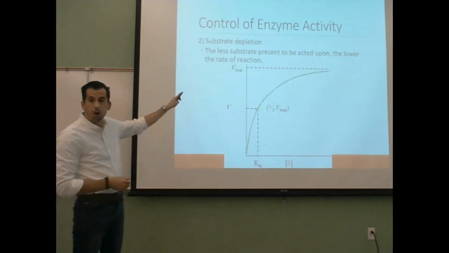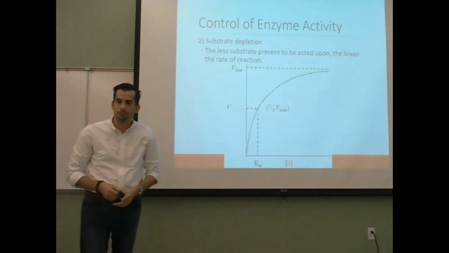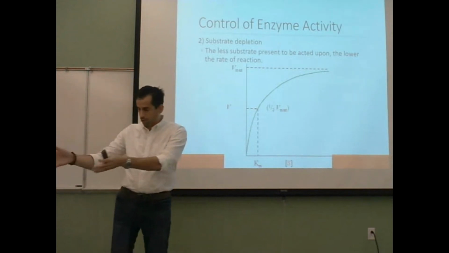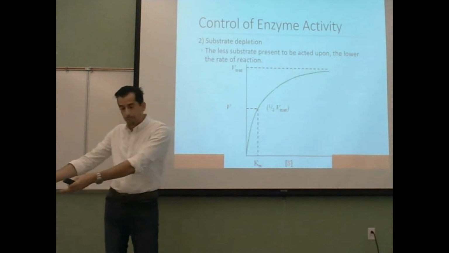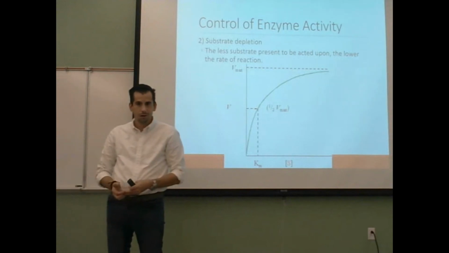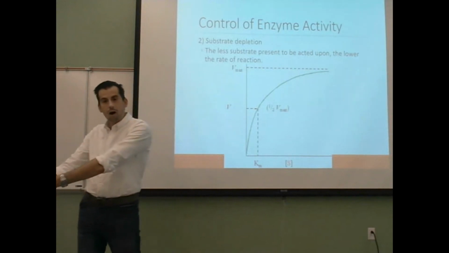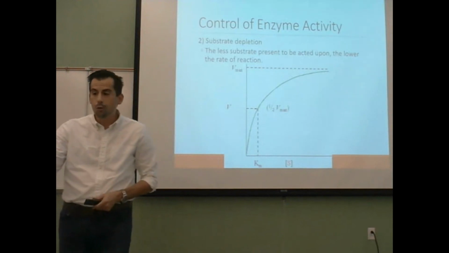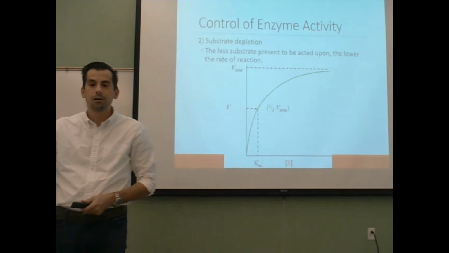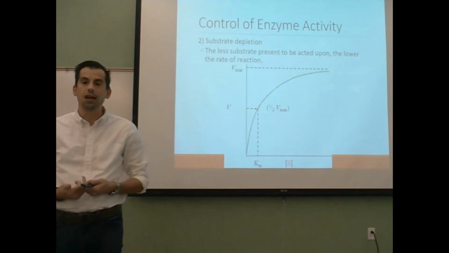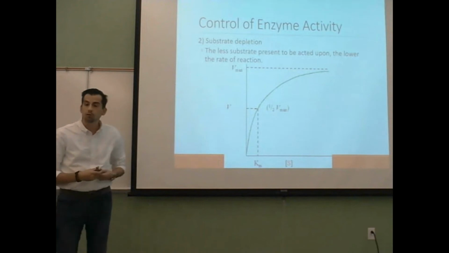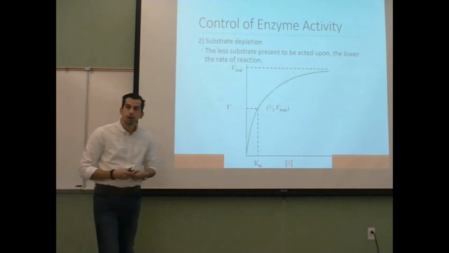A substrate, as you'll see in a moment, is what the enzyme acts on. In my analogy earlier of factory workers with spare parts, the spare parts are the substrate. The enzyme workers act on the substrate spare parts. The fewer spare parts we have, the less work is going to get done. And that's just an observable phenomenon.